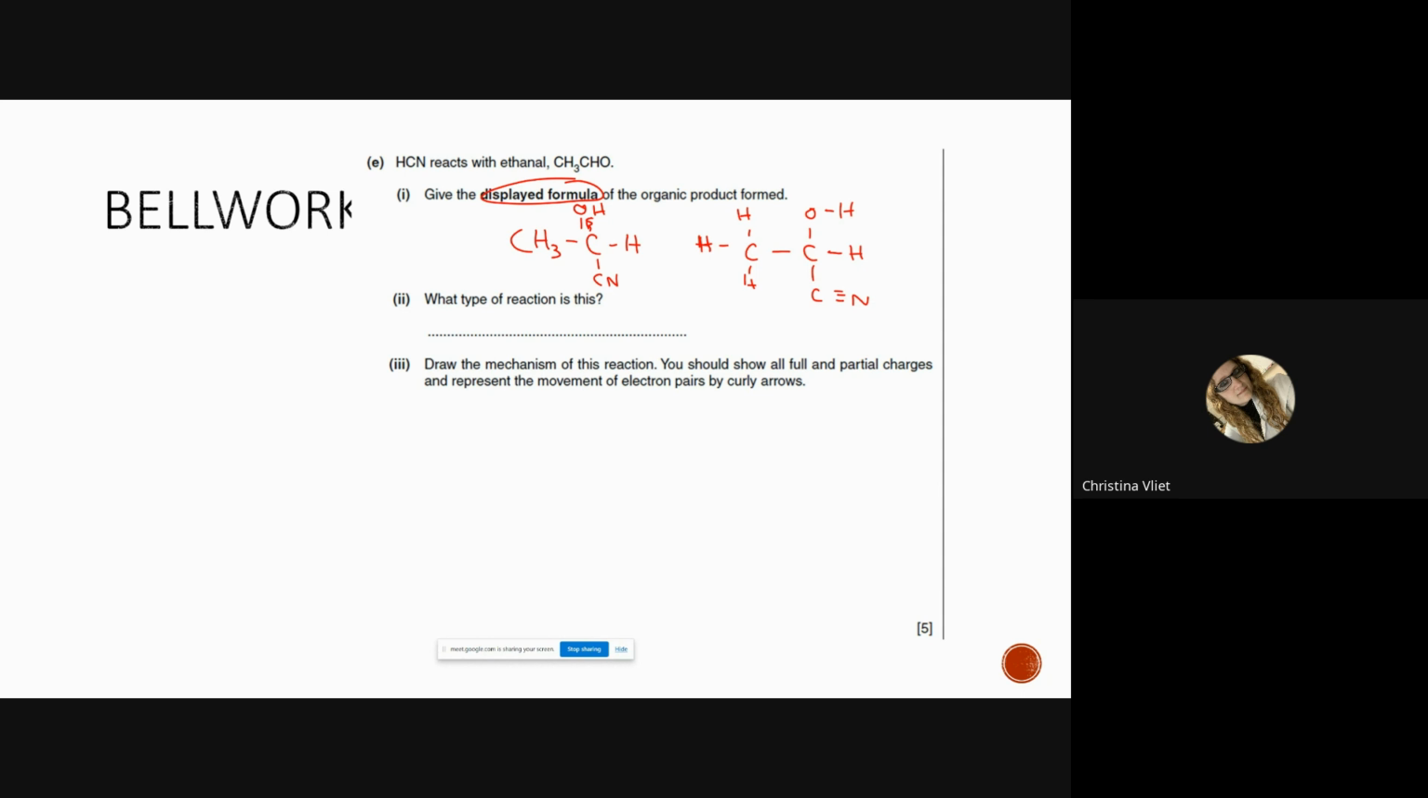All right. The answer to this was as simple as addition. If you wrote addition, you got the mark. If you wanted to specify, it would be nucleophilic addition, but it just asked for the main type. It said addition reaction. End of story.